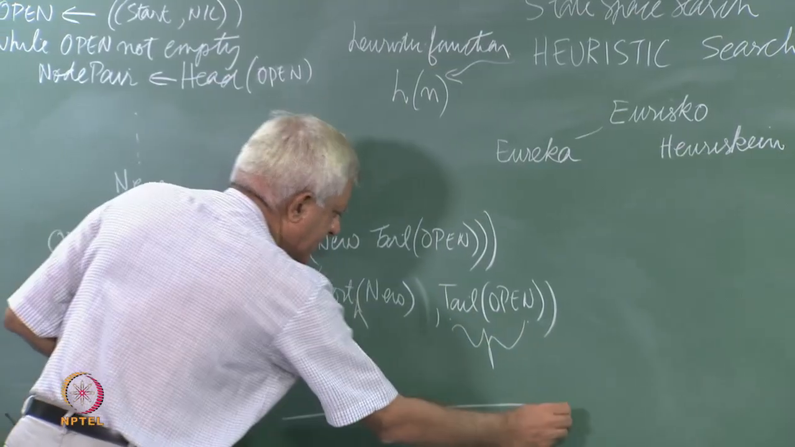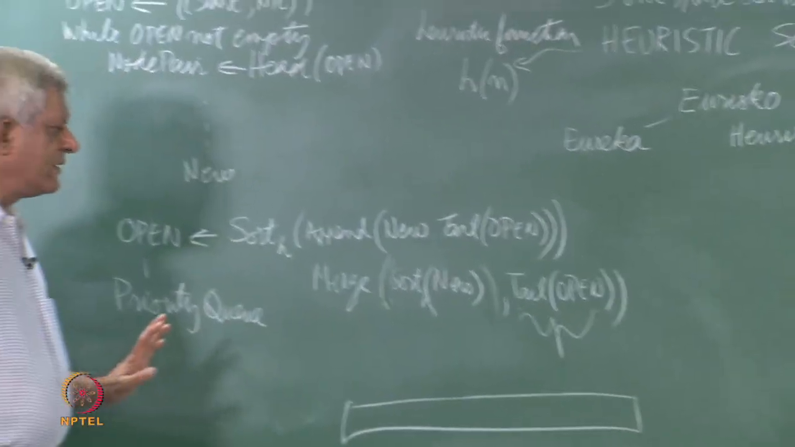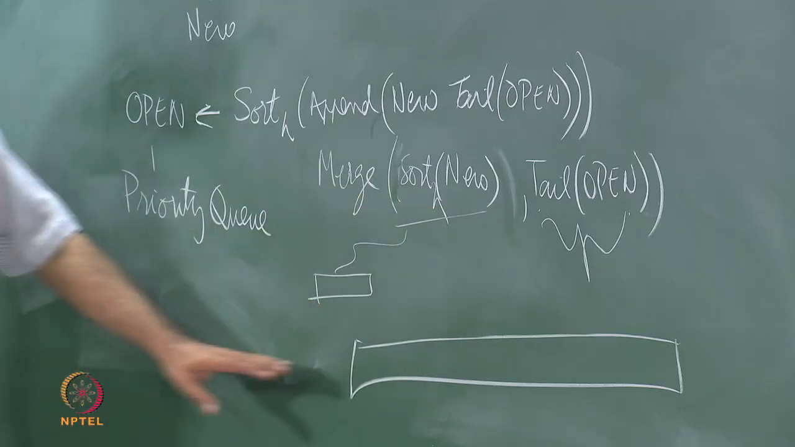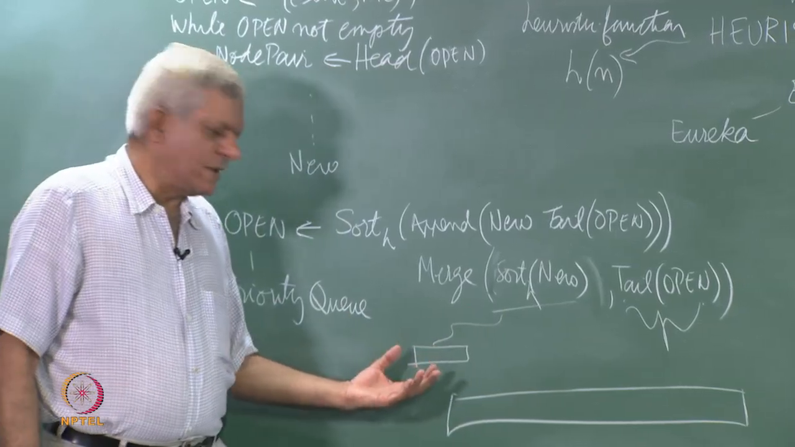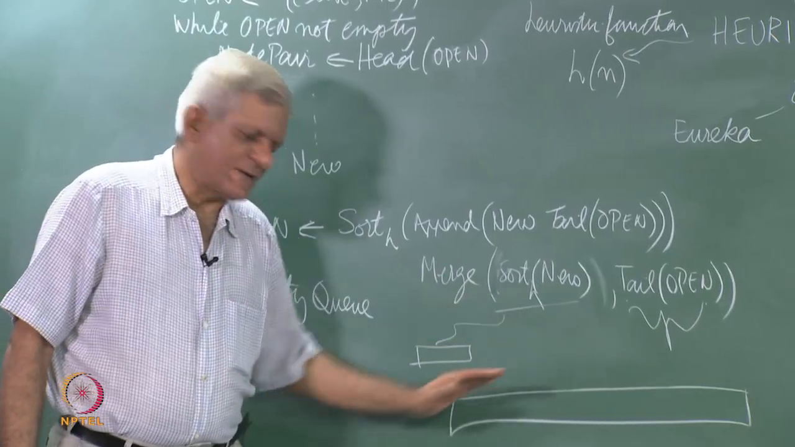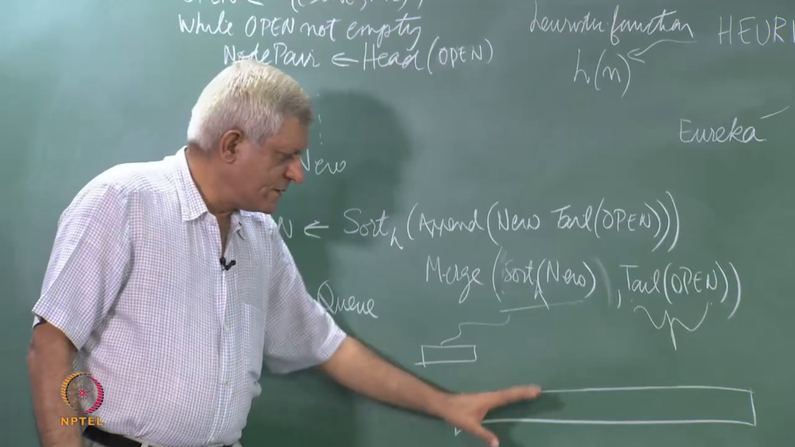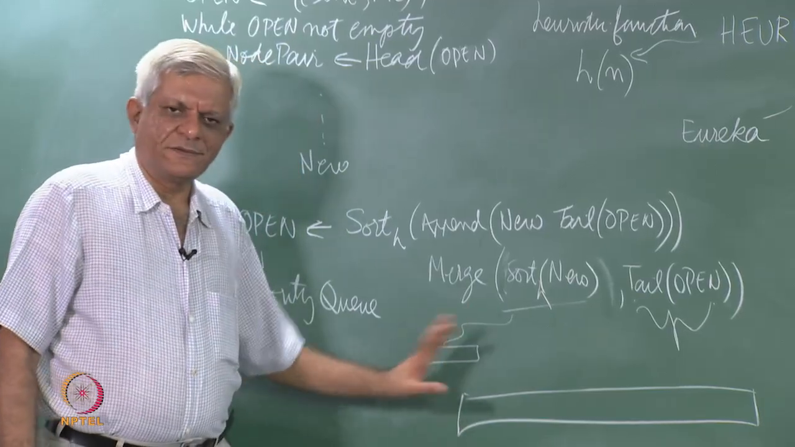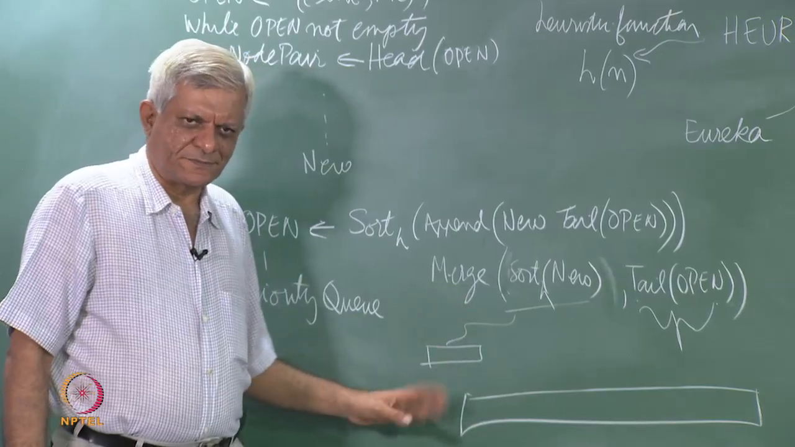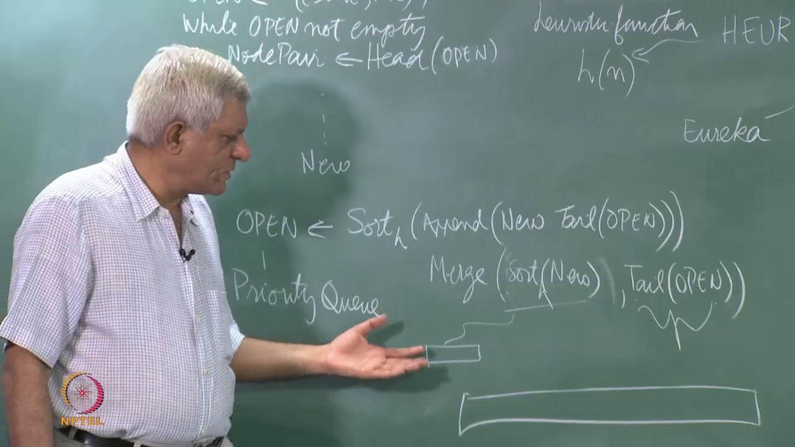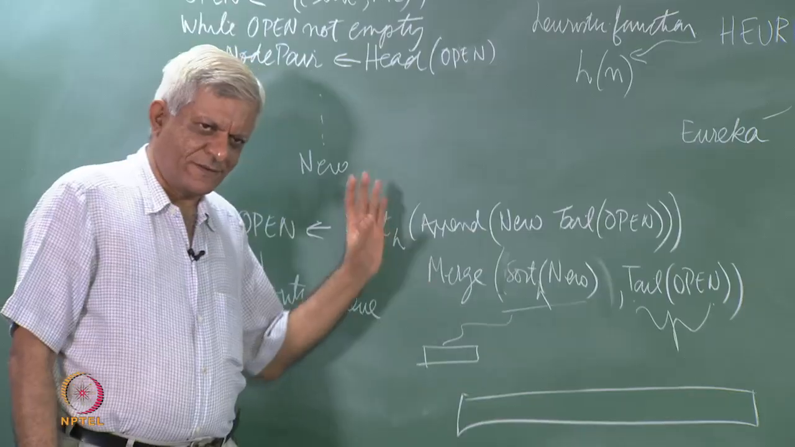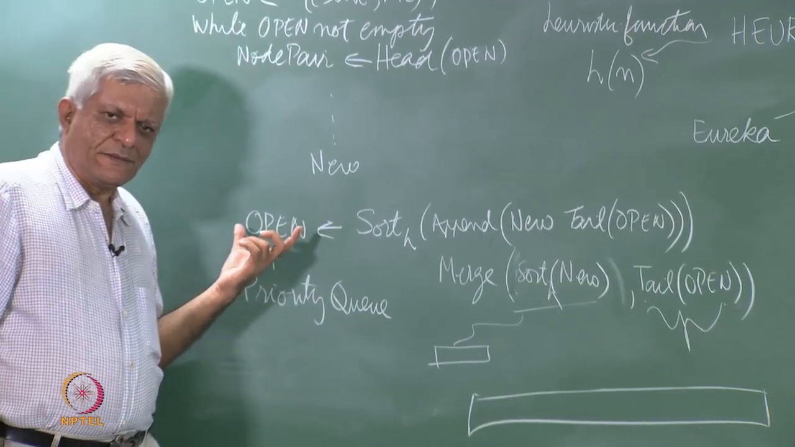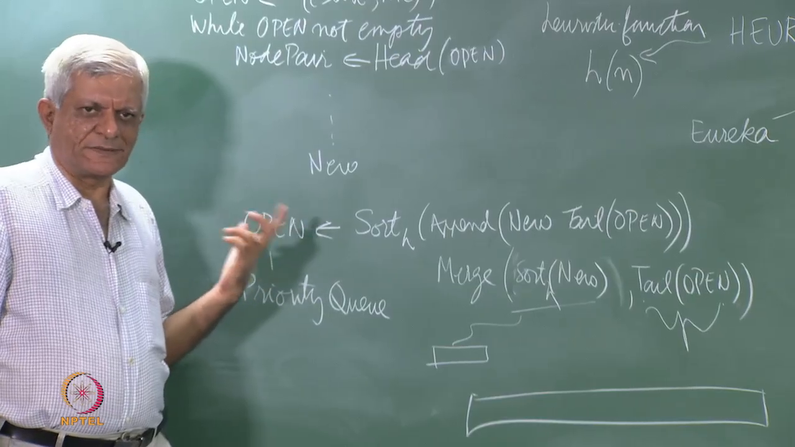This tail of open is like a big, let us say, sorted list or something like that, and then we have this new, which is a smaller list essentially. This is already sorted and we have got these new elements, and we have to insert them into the right place inside this sorted list, and the best way to do it is by a priority queue, and one way to implement the priority queue is to use heaps, but there are other ways of doing it. So, if you are implementing heuristic search, it is very important that you pay attention to how you manage open, because that is going to affect your running time essentially.